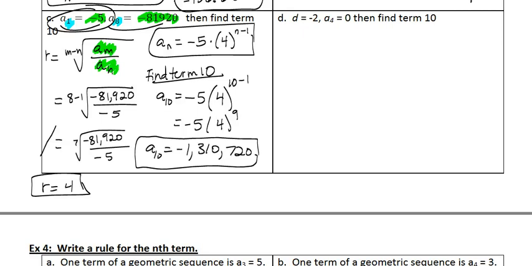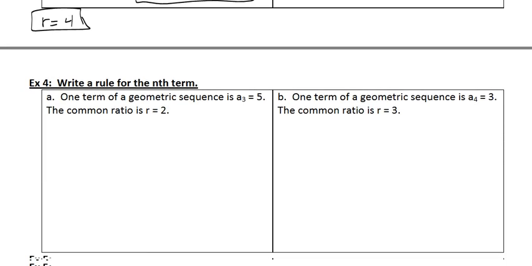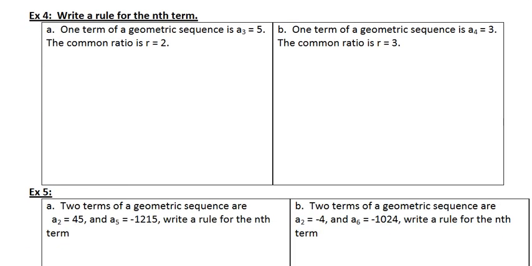All right, so the final answer for that example was supposed to be -1,310,720. We are going to be skipping example D as there is a typo, so you can flip to the back of your worksheet, and we're continuing with the 11.3 notes, geometric sequences and series. So we're going to continue with our objective of writing a rule for the nth term.